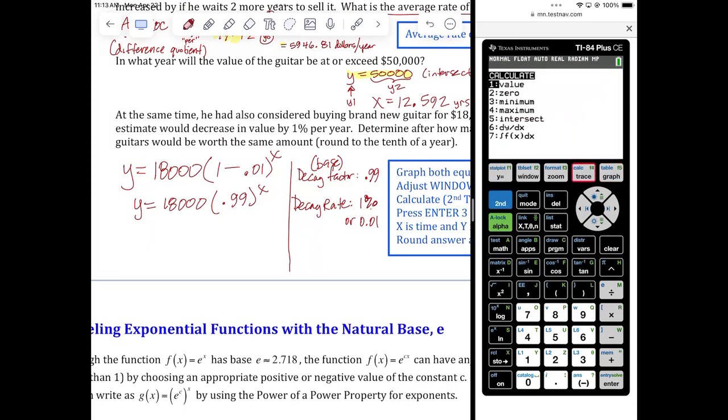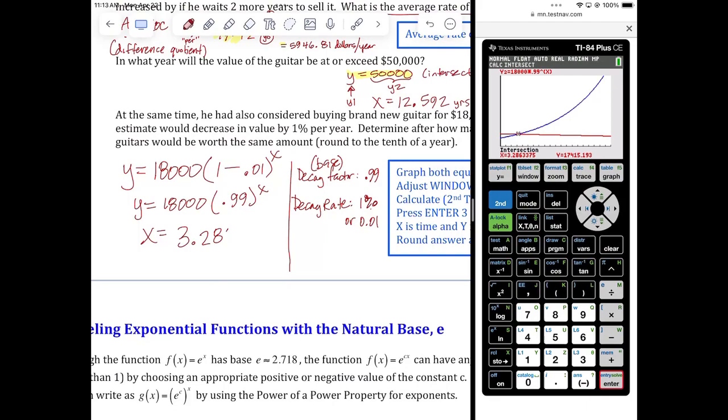Second trace, number 5, 5, 5, 5. And then you hit enter, enter, enter 3 times, and you get x equals 3.286. I like to truncate. It says to round to the nearest tenth of a year. I'm always going to go 3 decimals by habit. That's the AP standard. If you're going to take AP Pre-Cal or AP Calculus or even AP Stat, it's 3 decimals. It does say to a tenth of the year.